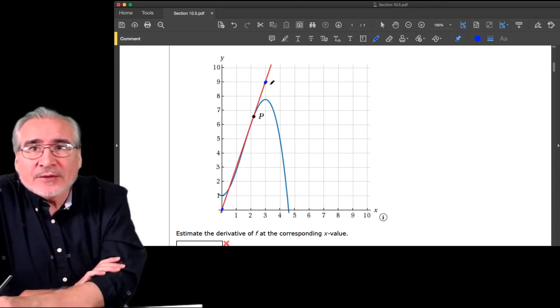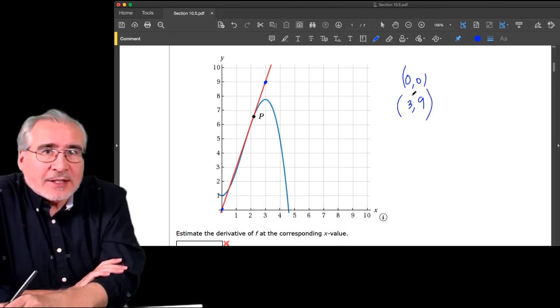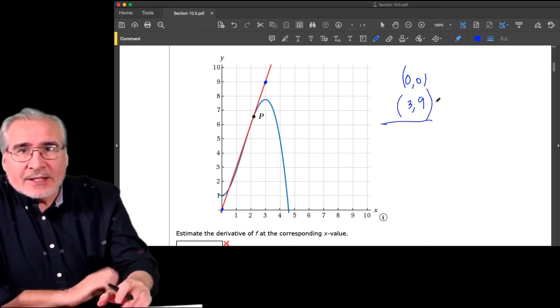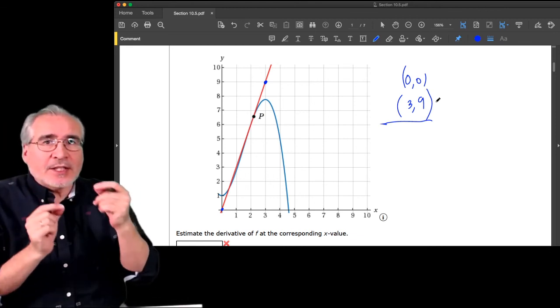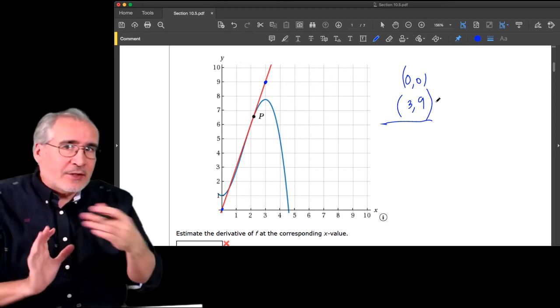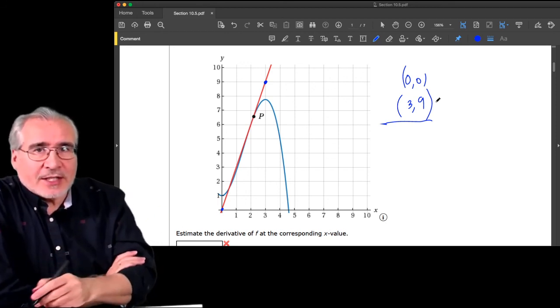And then it's going through 3, 9. So I would use 0, 0 and 3, 9. Again, it's red. Your line may be different. The point might be different, but we're finding the slope of the tangent line. Now, this is not a secant line because we are using the tangent line itself. We are not using the 2 points on the function. This is the slope of a tangent line.